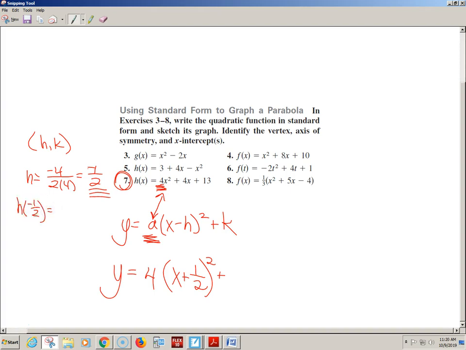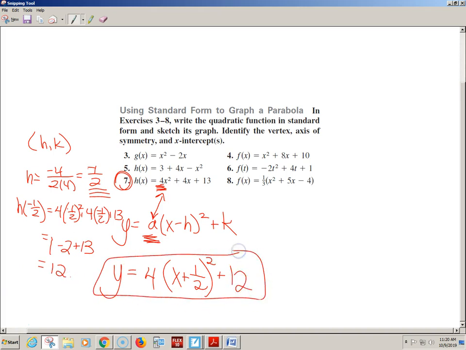Somebody's like, hey, please just tell us how to complete the square because we don't want to do this. But if worse comes to worse, you could plug in negative 1/2. You would have 4 times negative 1/2 squared plus 4 times negative 1/2 plus 13. That's 1/4 times 4 is 1. That's minus 2. 14 minus 2 is 12. That's it. That's one way. But that's using the formula trick because you didn't know how to complete the square.